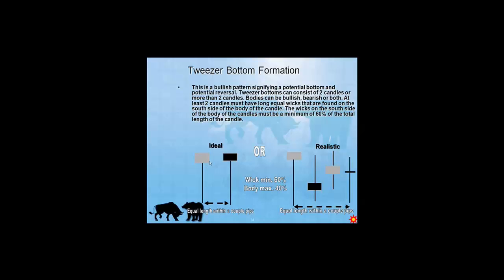Okay, same rule applies. Very little body, a lot of wick, and the wicks almost at the same level, within a couple of pips. This is ideal. This is realistic. There could be several candles below. And you see here, very little body, but the wicks are at the same area. That's a tweezer bottom formation.